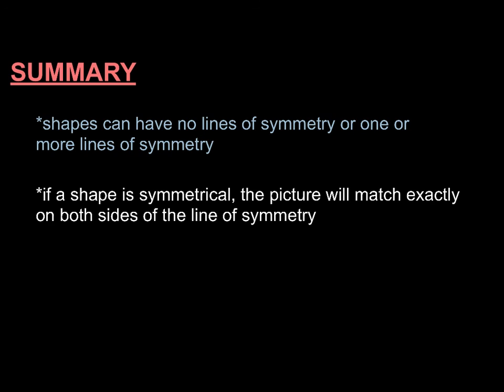So to summarize this particular lesson, which we kind of combined 2, but same kind of information, shapes can have no lines of symmetry or 1 or more lines of symmetry, as you saw from some of the folding activities that I did for you today. And if a shape is symmetrical, the picture will match exactly on both sides of the line of symmetry.